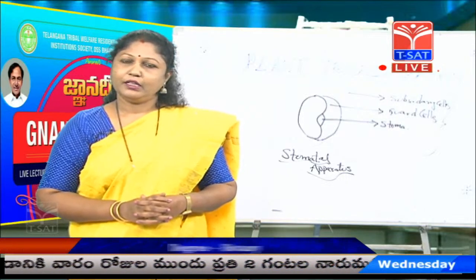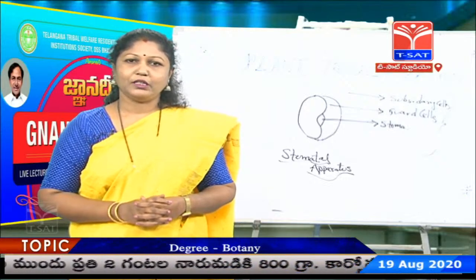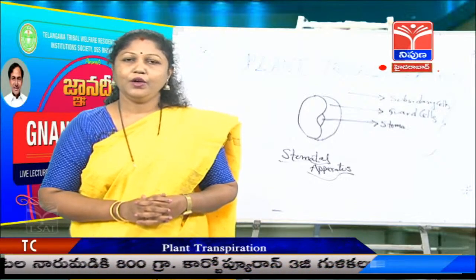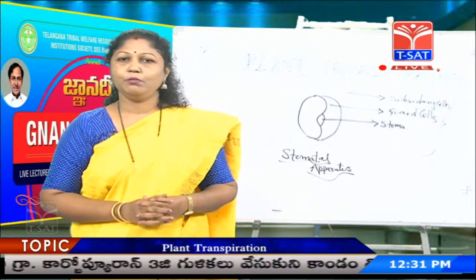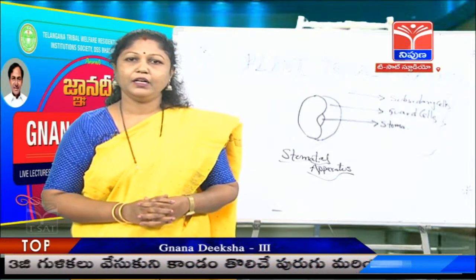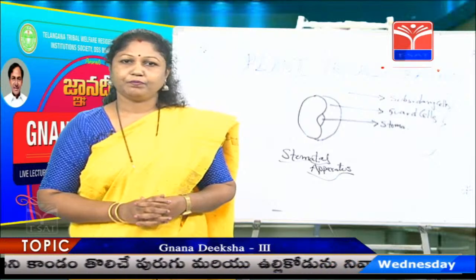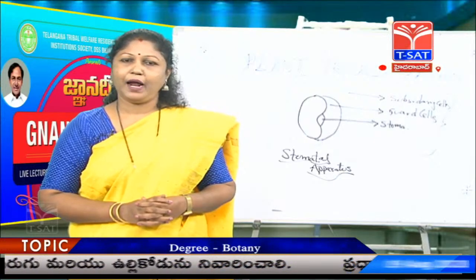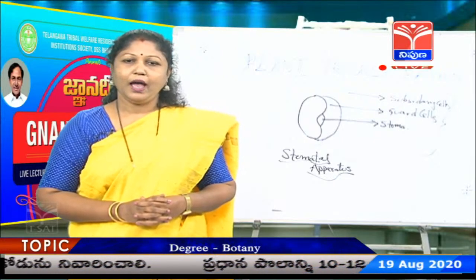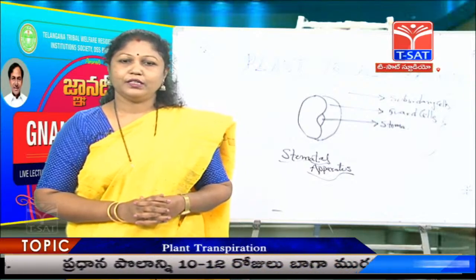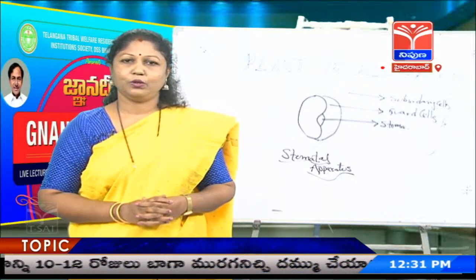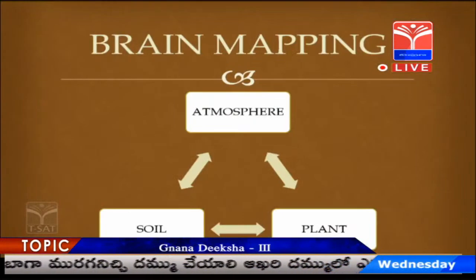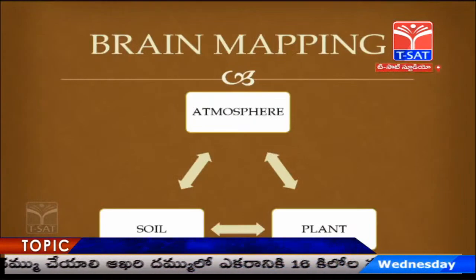This is one of the physiological processes that is occurring in the plant, which is correlated with another two major physiological processes of the plant, that is transpiration. Today we are going to deal with the plant transpiration process, and now on the slide you can see I have put atmosphere, plant and soil and interconnected them. Just observe them and try to infer.